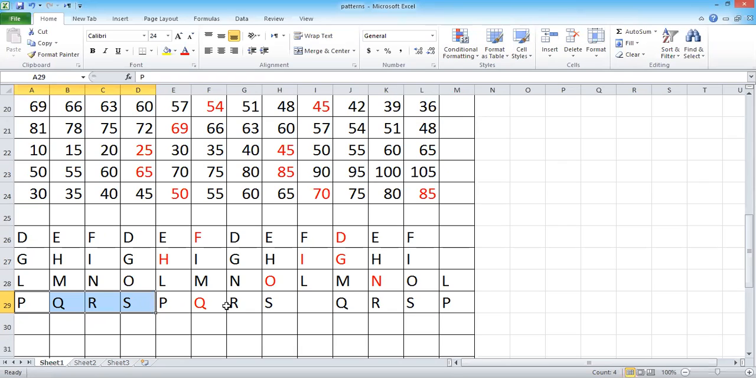Okay, tell me. Are these arranged in alphabetical order or reverse alphabetical order? Reverse alphabetical order means in ABCD, the letter that comes at the end, you write first, and you move back. But here P comes first, then Q, then R, then S. So these are arranged in alphabetical order. If I write S, Q, R, P, then these are arranged in reverse alphabetical order. Okay?